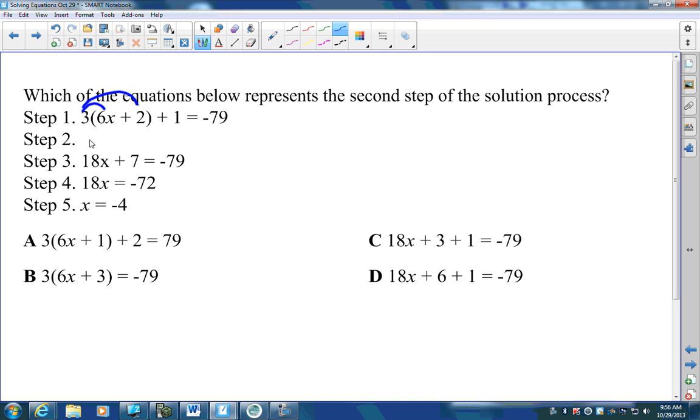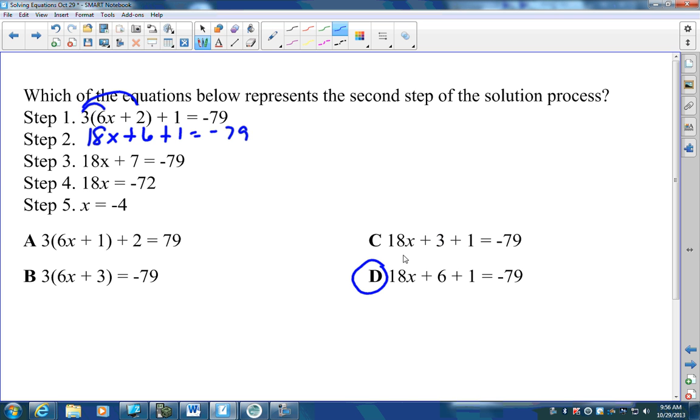So 3 times 6x is 18x. 3 times 2 plus 6. That plus 1 stays out there. Whoops, looks like a 7. Let me fix that. This answer should be D.